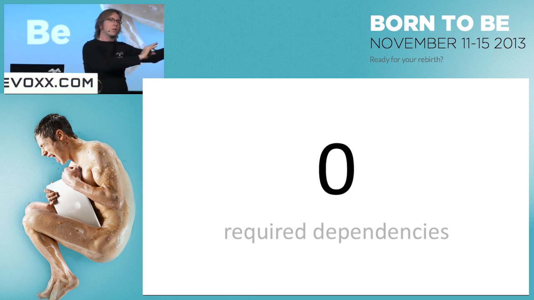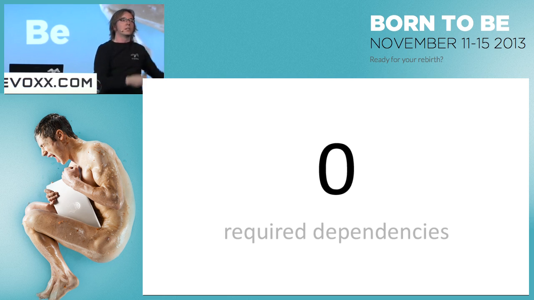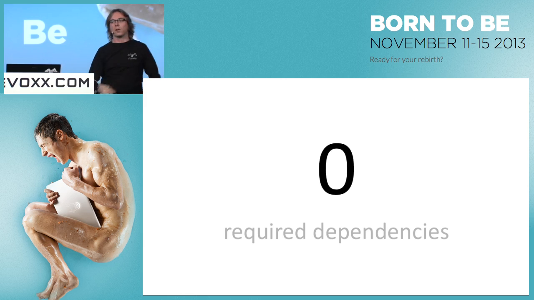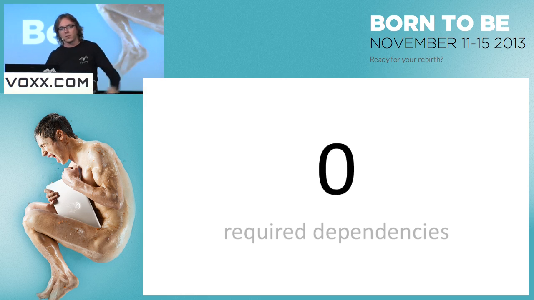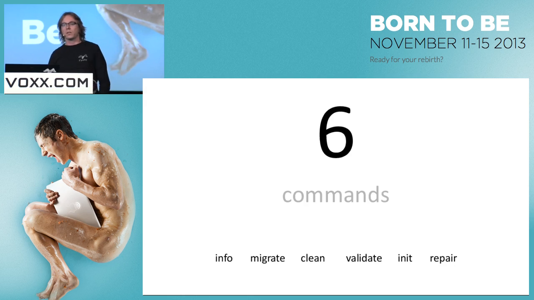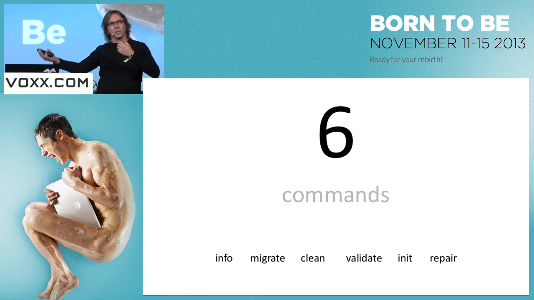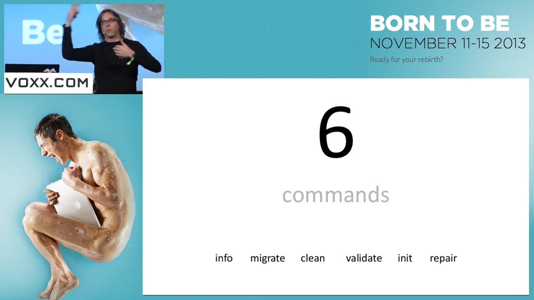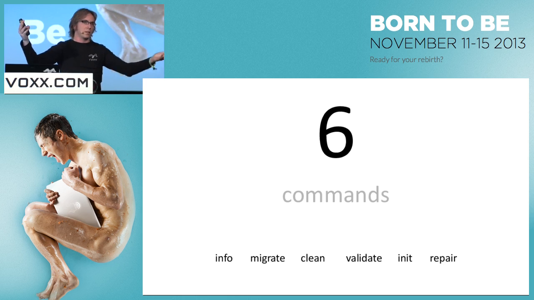It also has 0 required dependencies besides the JDK itself and whatever JDBC driver you happen to require for your database, so it doesn't pollute your class path with all kinds of stuff you don't need. And it still, to this day, after 3.5 years, revolves around just 6 basic commands. Info, which lets you query both the database and what you have available locally, so that you can see what has already been applied, which changes have been performed, and which ones are still waiting to be applied.